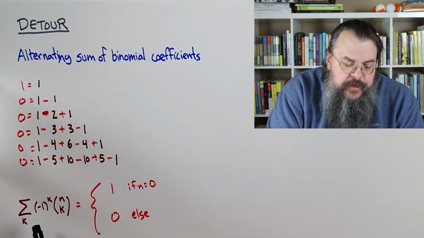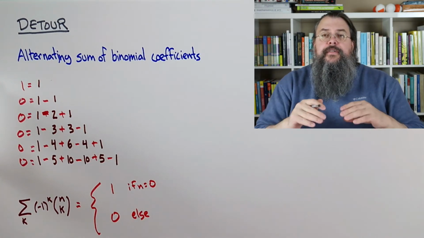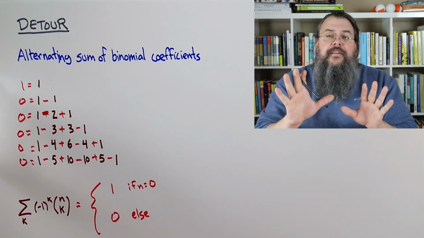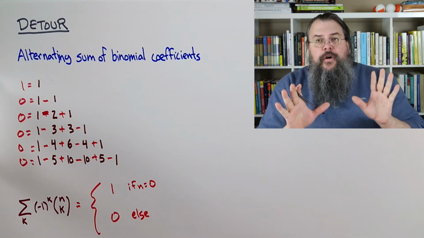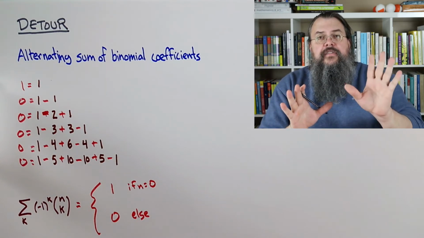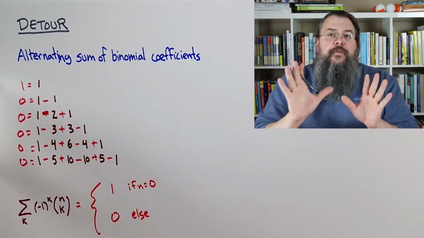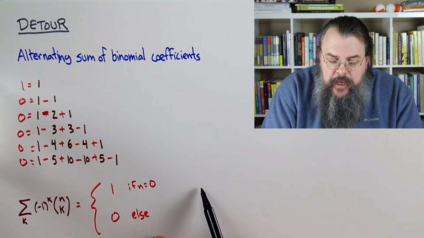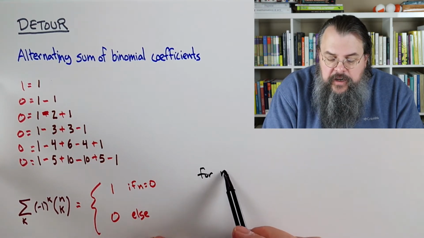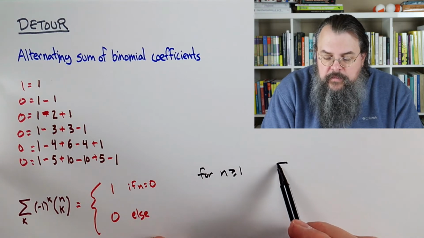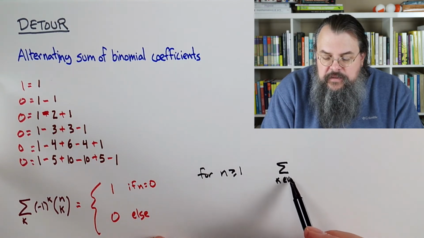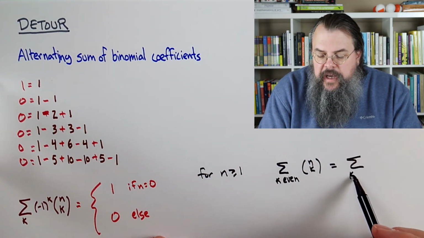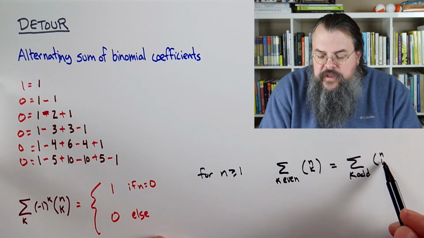Well, what's happening here is when we alternate, we want to say something equals 0, so we have a lot of stuff being added and a lot of stuff being subtracted. So what's the stuff being added? Well, we're adding it whenever k is even. We're subtracting whenever k is odd. So what we can say is this is the same as, for n greater than or equal to 1, the sum over k even of n choose k has to equal the sum over k odd of n choose k.